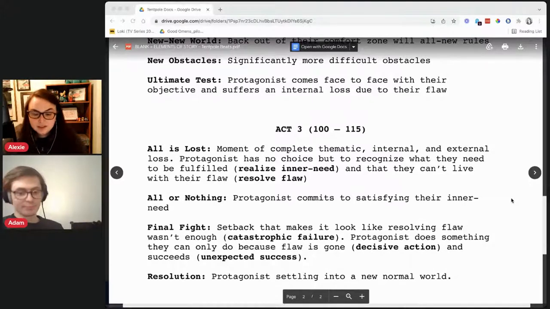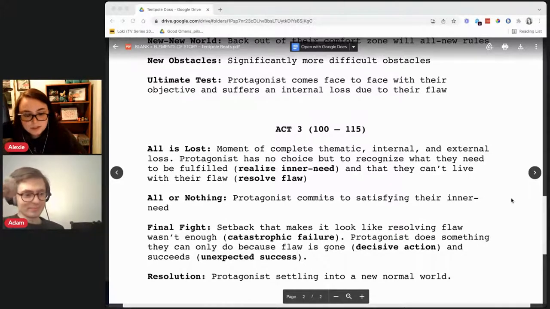And then that leads us into the final fight, which, as Adam is saying, is a short sequence. It tends to be like 3 to 4 pages max. There's a really, really fast boom, boom, boom moment where now they've committed to their inner need. They're going to pursue the inner need. And right out of the gate, there's a catastrophic failure. I'm going to keep going with the AA thing because I can.